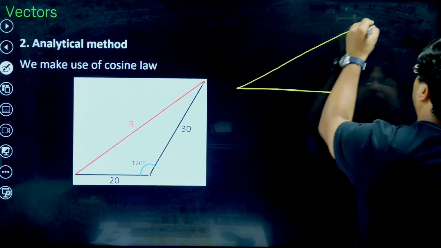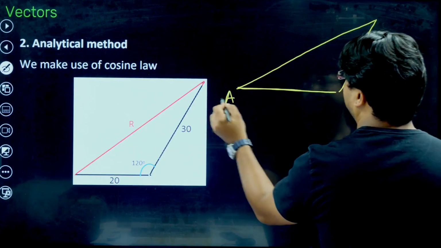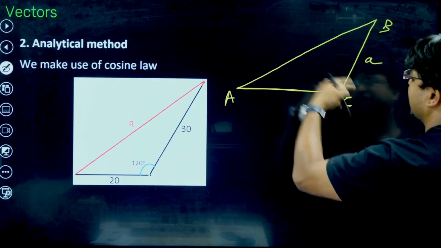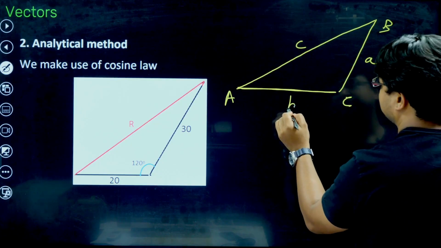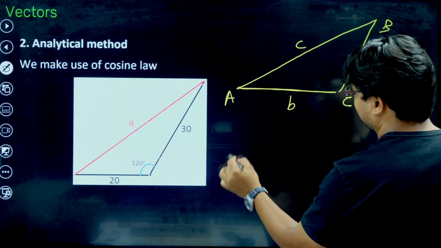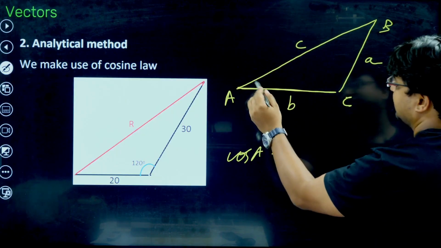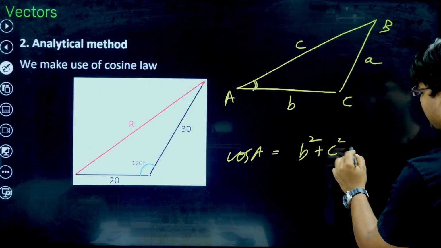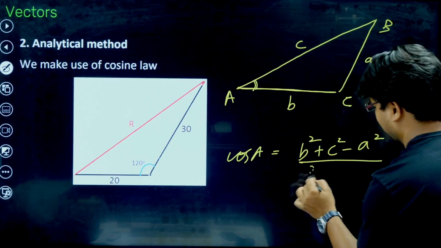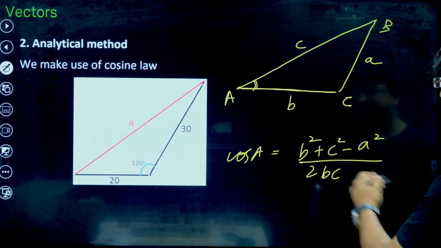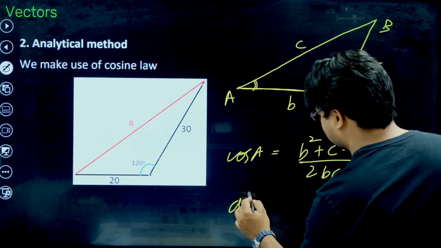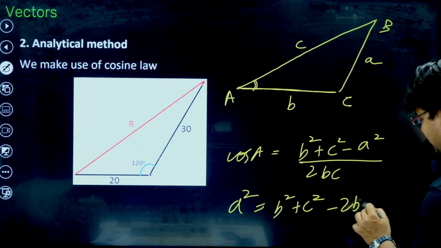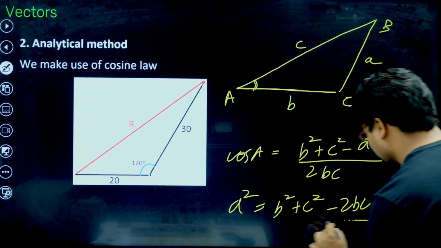We learned that for any triangle, let's say we name the triangle ABC, the side opposite to A becomes small a, the side opposite to C becomes small c, and the side opposite to B becomes small b. And if we talk about cos of angle A, then we write it as b square plus c square minus a square upon 2bc. If we rearrange it, we get a square equals b square plus c square minus 2bc cos of angle A. So we are going to make use of this formula.